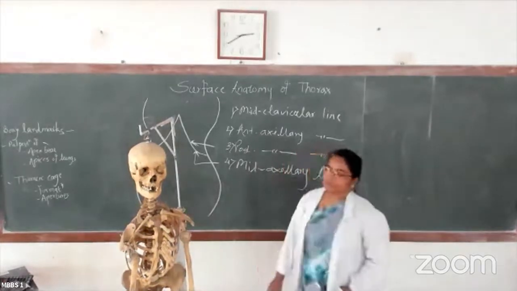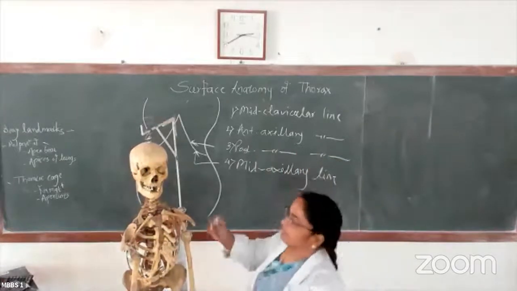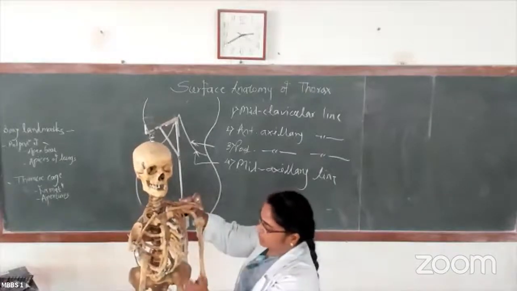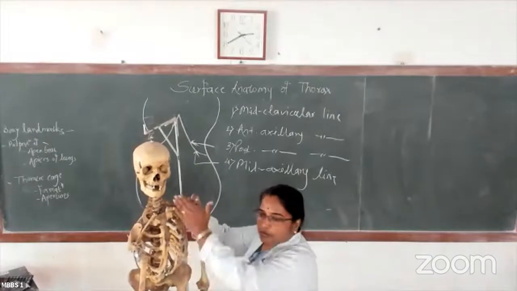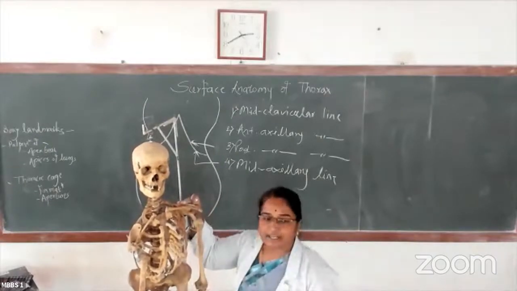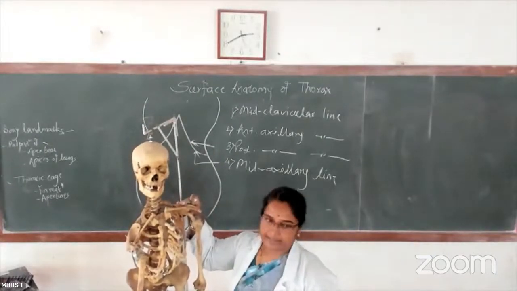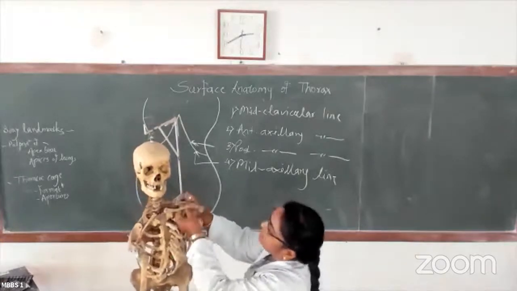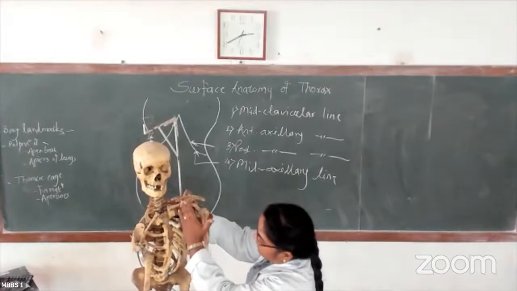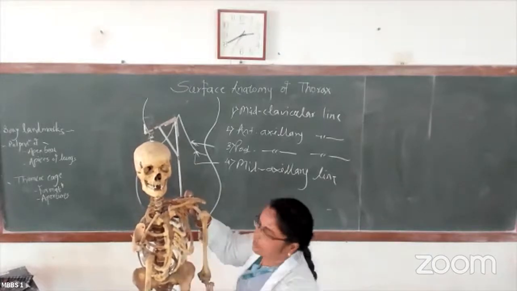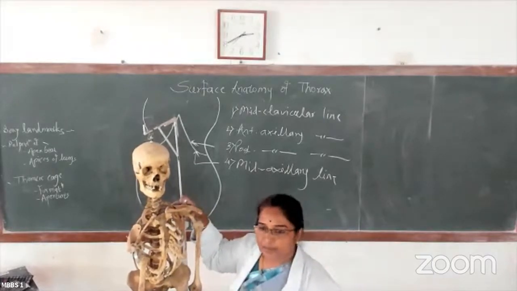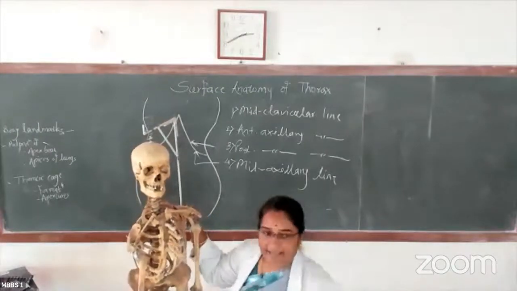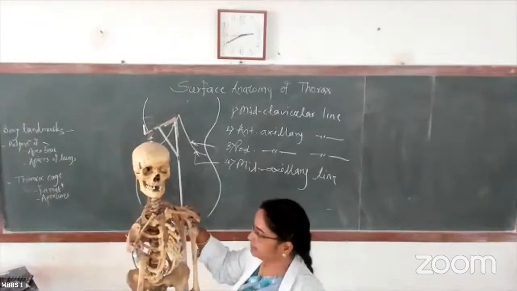First we see the mid-clavicular line. Now it passes from the midpoint of the clavicle vertically downwards up to the mid-inguinal point. So in its course, it crosses the tip of the ninth costal cartilage. Here it crosses the tip of the ninth costal cartilage.